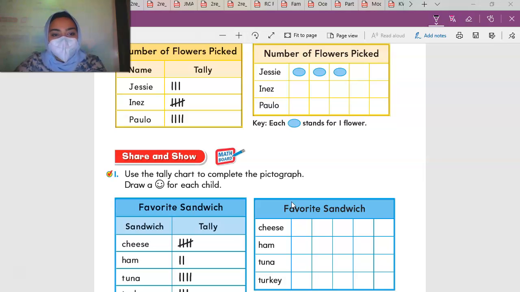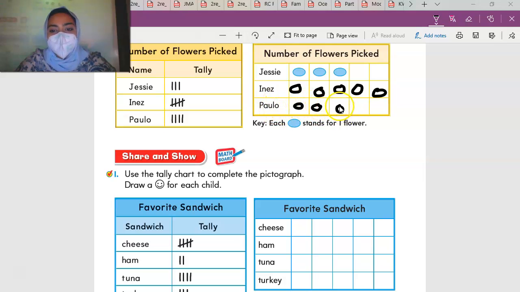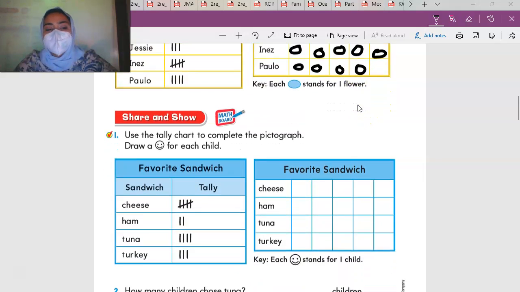All right. So here they transferred this tally chart to this pictograph. In the tally chart, it shows that Jessie picked 3 flowers. The key says each oval stands for 1 flower, so they drew 1, 2, 3 ovals for Jessie. How many ovals will I draw for Anise? 5. Excellent. Let's draw them. 1, 2, 3, 4, 5. How many ovals will I draw for Paolo? 4. 1, 2, 3, 4. Pretty easy, lemon squeezy, right?